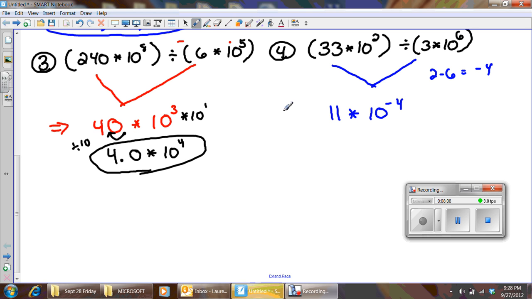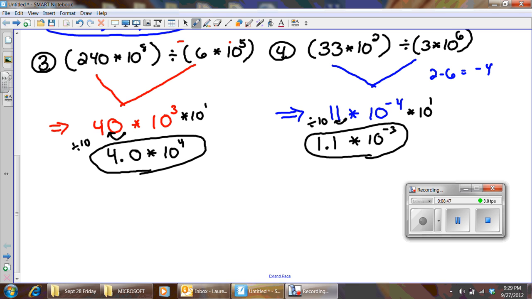One more time, I don't like my answer. My decimal point is in the wrong place. It's currently here. I need it here. I'm going to divide 11 by 10 and get 1 and 1/10. All right, which means I have to multiply by 10 over here. I divided by 10 on the decimal. I have to multiply by 10 on the exponent. So negative 4 plus 1 is negative 3. And there you go. It's as easy as pie.